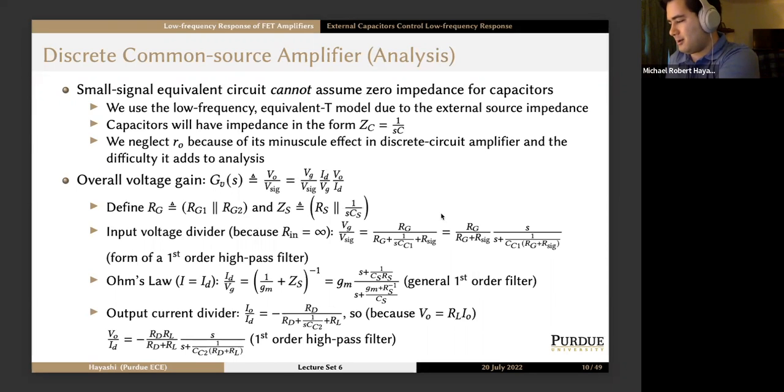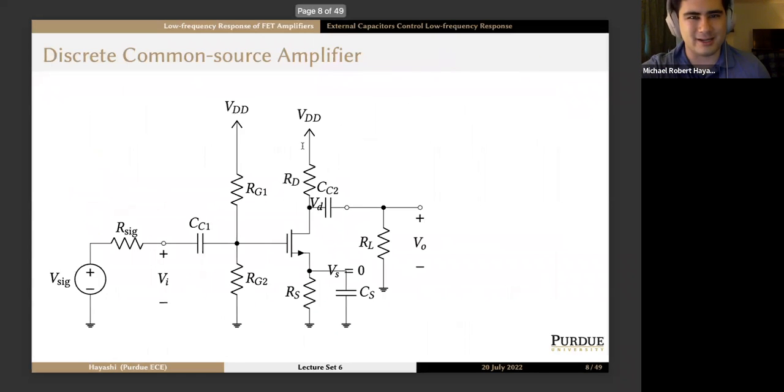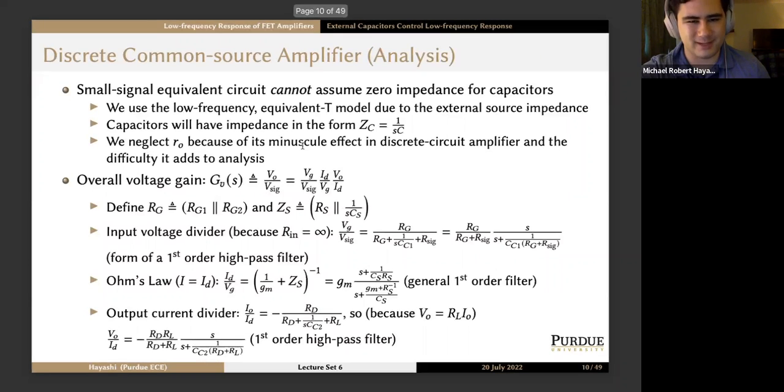So now we have our discrete common source amplifier analysis. The small signal equivalent circuit cannot assume zero impedance for your capacitors. These are not infinite capacitors because we're dealing with sufficiently low frequencies. So we'll use our low frequency equivalent T model. Again, that's the equivalent T model we've been using all along. It's going to work just as well because we said external capacitors control our low frequency response.